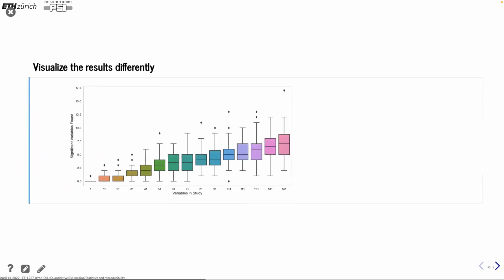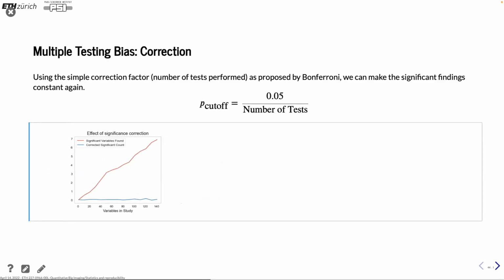And here is a different way to visualize it. It's a box plot, where you can see the different quantiles and some outliers. The diamonds here are the outliers. And now when we run many tests, we can see that the number of significant values actually increased with the number of variables that we study. And that's not right. So we need to correct our threshold level by the number of tests.